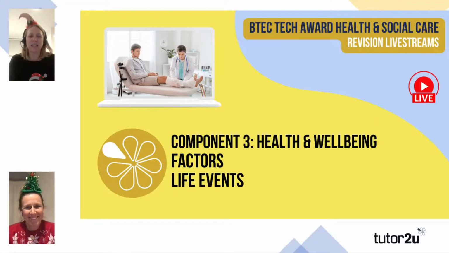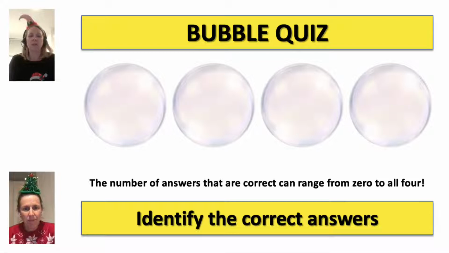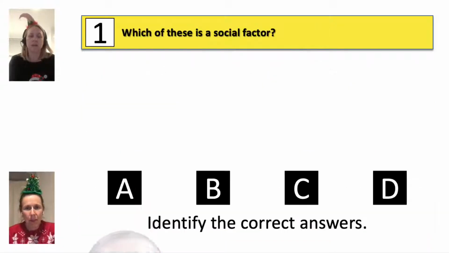I would like people to comment in the chat as we go through the questions, and we can see whether your answers match ours on the screen. Let's start with the first questions. We've got some bubble quizzes to start with. In this bubble quiz game, the number of correct answers can range from 0 to all 4. One of these answers could be correct, or 2 or 3 or all of them, and your job is to identify the correct answers.